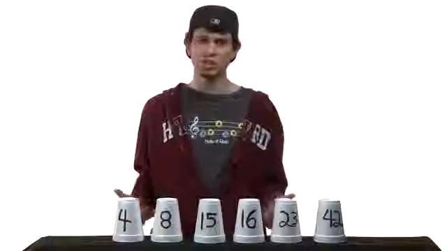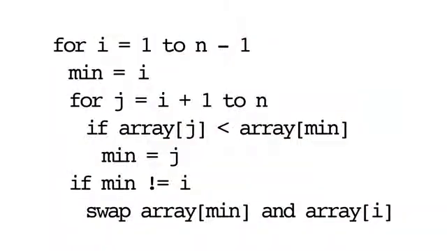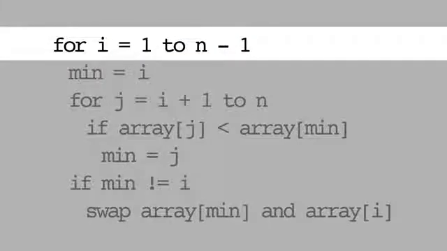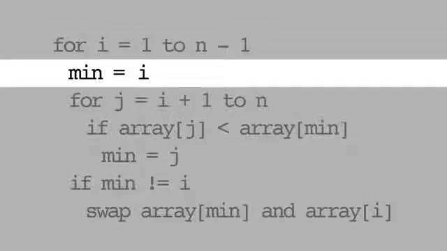Let's now formalize our algorithm with some pseudocode. On line 1, we can see that we need to iterate over every element of the list except the last element, since a one-element list is already sorted. On line 2, we consider the first element of the unsorted portion of the list to be the minimum, as we did with our example, so we have something to compare to.